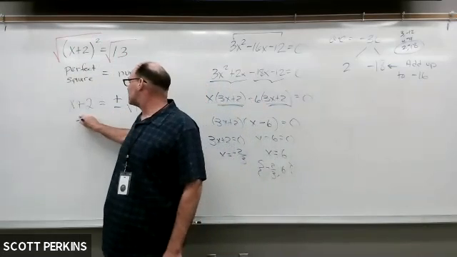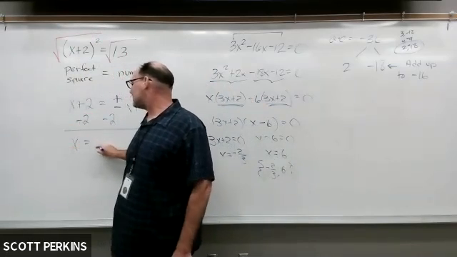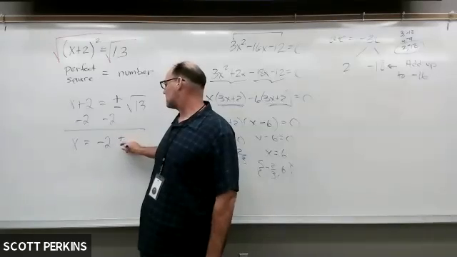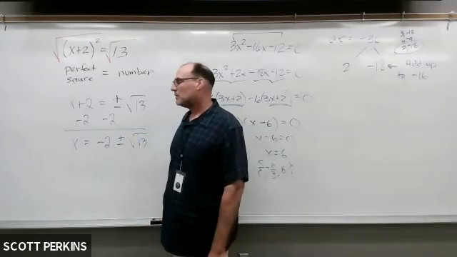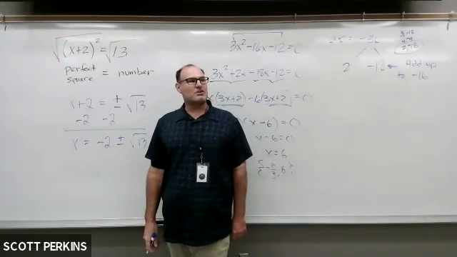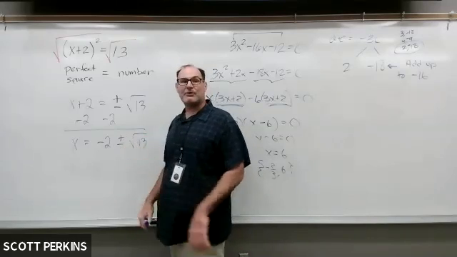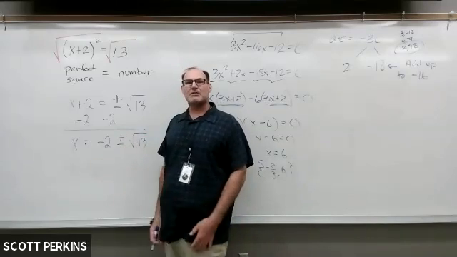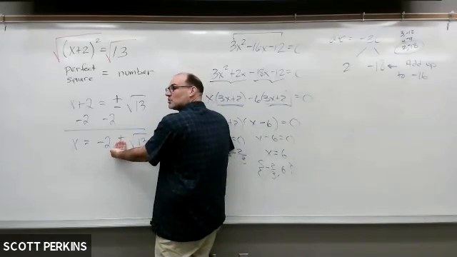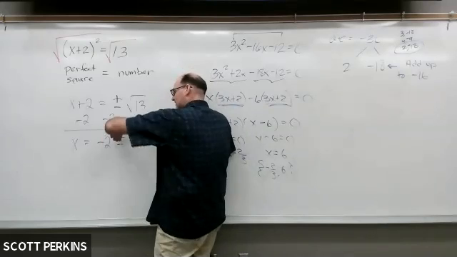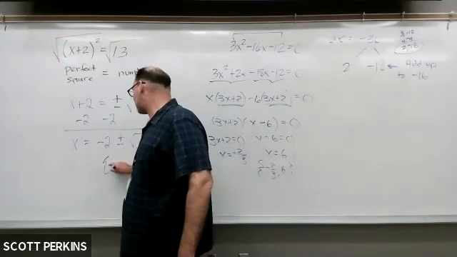Last thing to do is I'm going to subtract the 2. And I get two answers. X is equal to negative 2 plus or minus square root of 13. I don't know if my math lab wants you to separate the two answers. Just follow their instructions. I'm happy if you write two answers like this. And you might be saying, Mr. Perkins, where are the two answers? The first one is negative 2 plus the square root of 13. There's the first answer. The second answer is negative 2 minus the square root of 13. There's the second one. So here's my solution set.